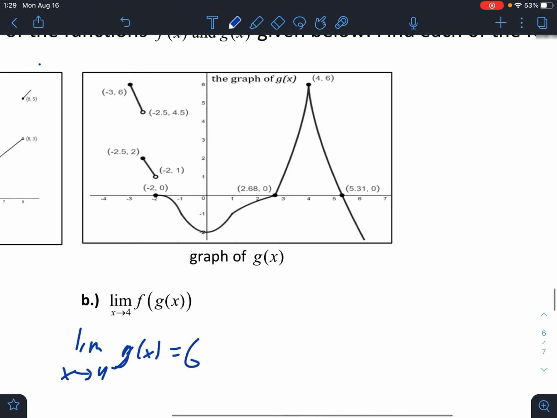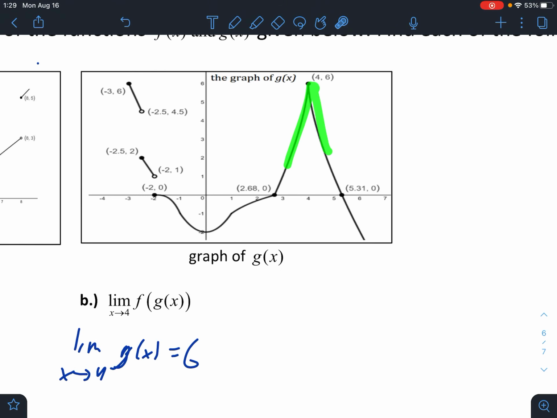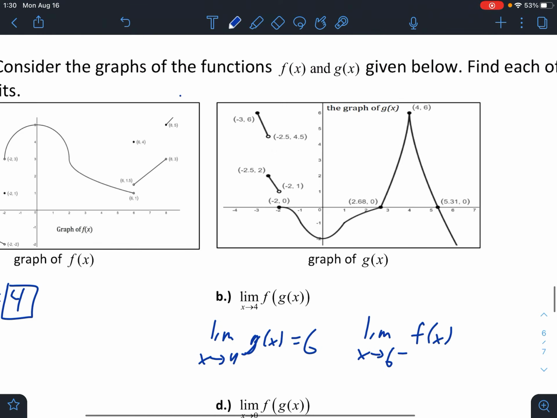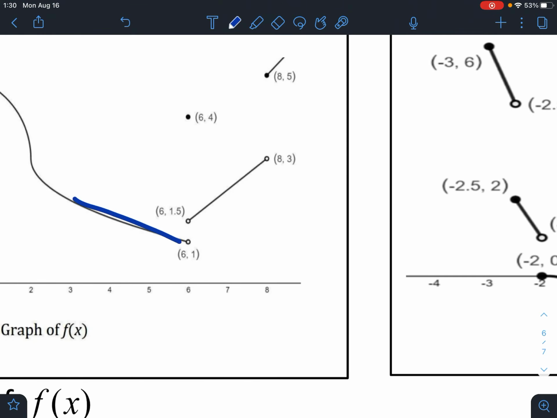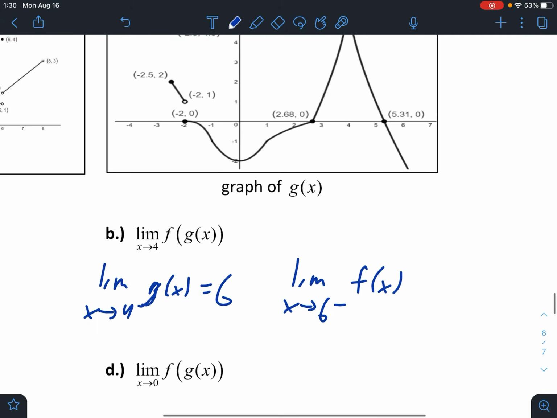So we've got to look, all right, so this graph was coming from under 6. So therefore, we're going to do a left-hand limit. So limit as x approaches 6 from the left of f of x. Because this is coming from under 6. So as x approaches 6 from the left, we get our answer to be 1. So our limit here is 1.